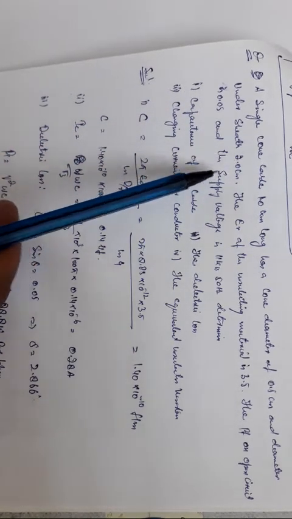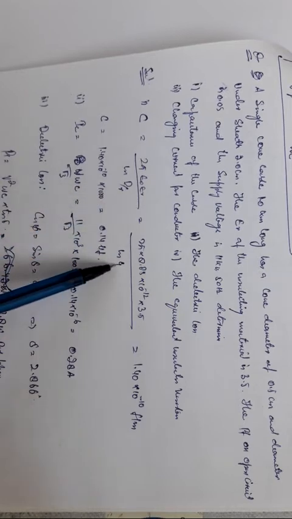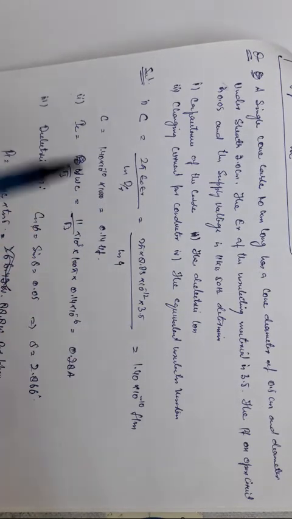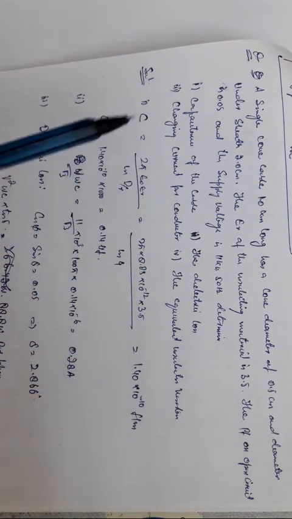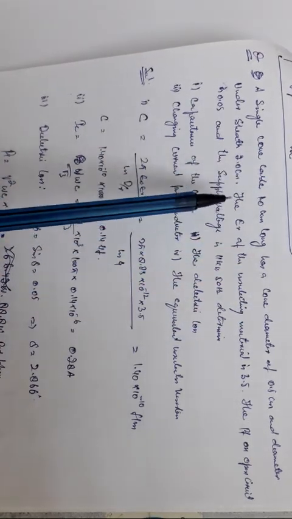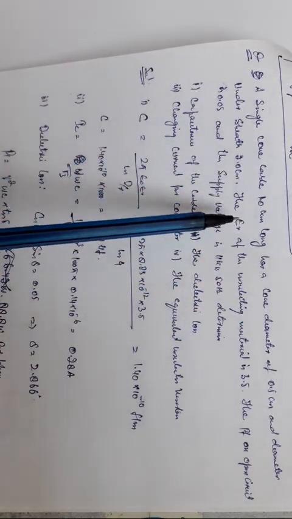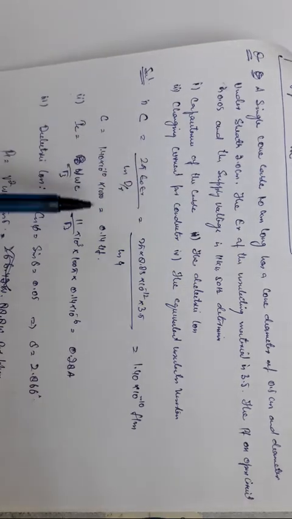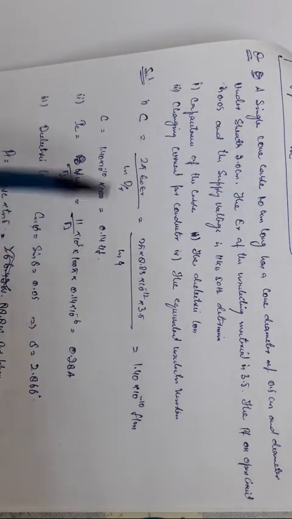Sorry, this is 2. 2 divided by 0.5 will be equal to 4. It comes out to be 1.40 into 10 raised to power minus 10 farad per meter. Multiply it by the length of the line. What is the length? Length is 1 kilometer, that is 1000, so it will be 0.14 microfarad. This is the capacitance. This is part 1.